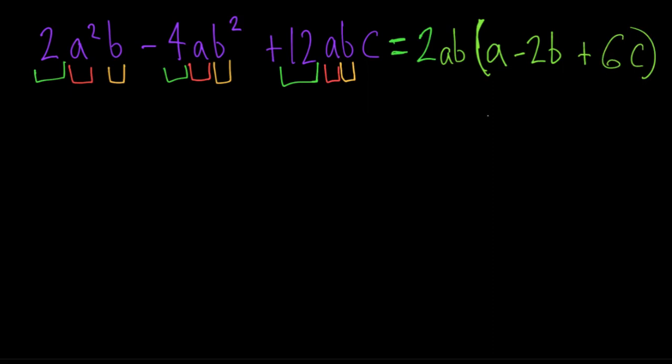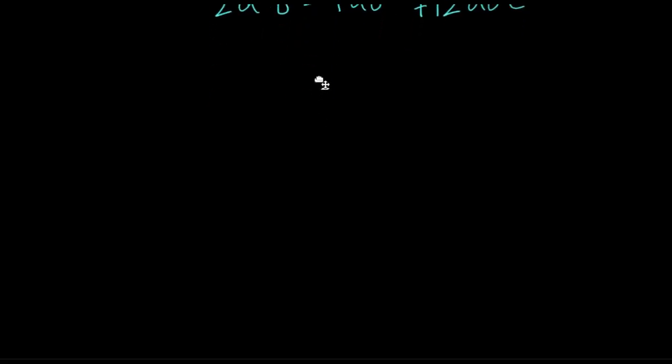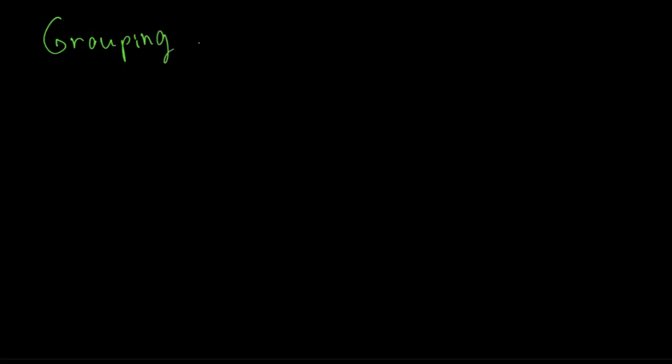Okay, so let's verify that we've correctly factorized this expression. 2ab times a is 2a squared b. 2ab times minus 2b is minus 4ab squared. And 2ab times 6c is plus 12abc. And this is exactly the same as our original expression, so we know that it's correct. Okay. So we've done this all by using highest common factors, but there's another method called grouping terms. It's very similar, but it can be used in different situations.